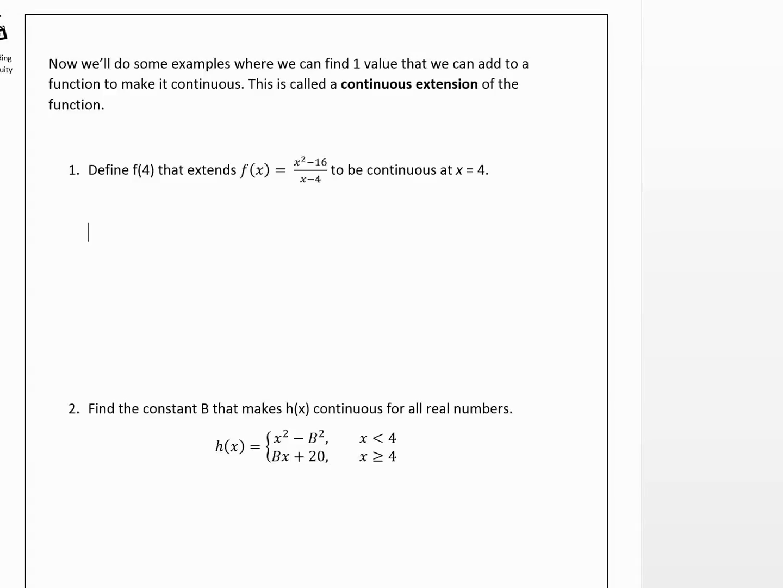Okay, we've got one last topic to talk about here with continuity. If we can add one value to a function that would turn it into a continuous function, it's called a continuous extension. And sometimes we want to find that continuous extension. So number one here says define f of 4 that extends f of x equals x squared minus 16 over x minus 4 to be continuous at x equals 4.